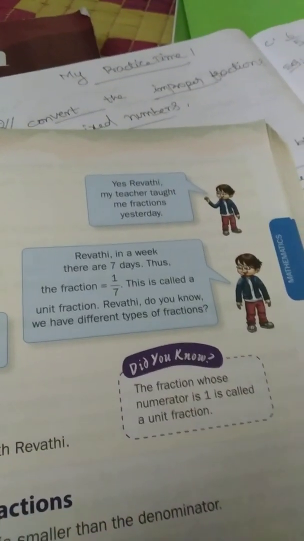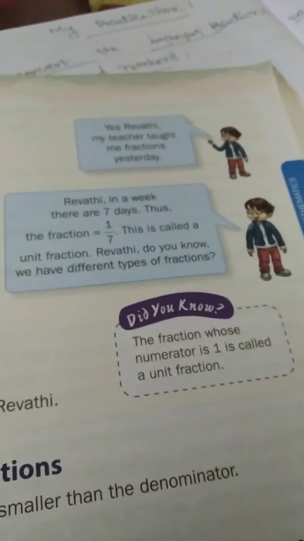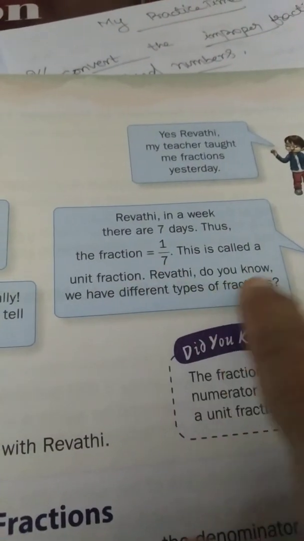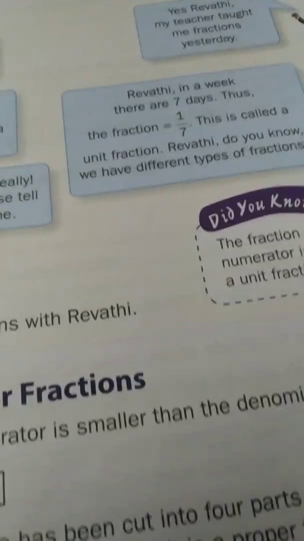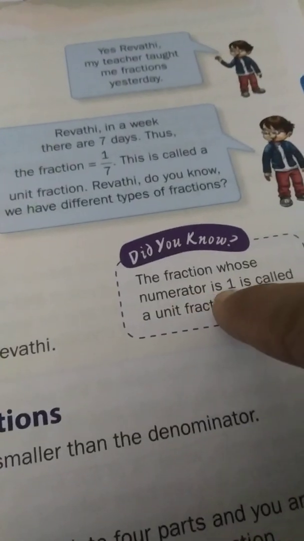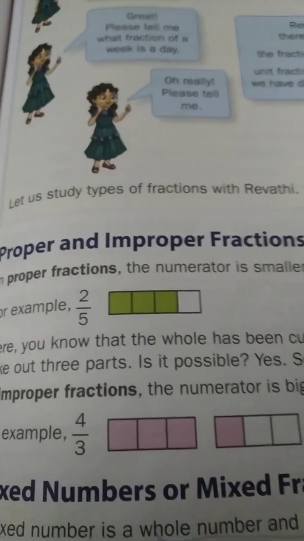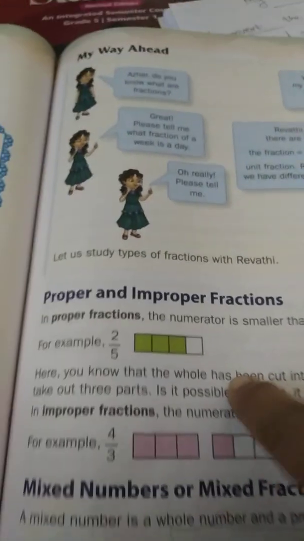Revati, in a week there are 7 days. Yes, thus the fraction equals 1 day, means 1 by 7. A day means 1 day. So this is called a unit fraction. Revati, do you know we have different types of fractions? Oh really? Please tell me. So here the fraction whose numerator is 1 is called which type of fraction? Unit fraction.